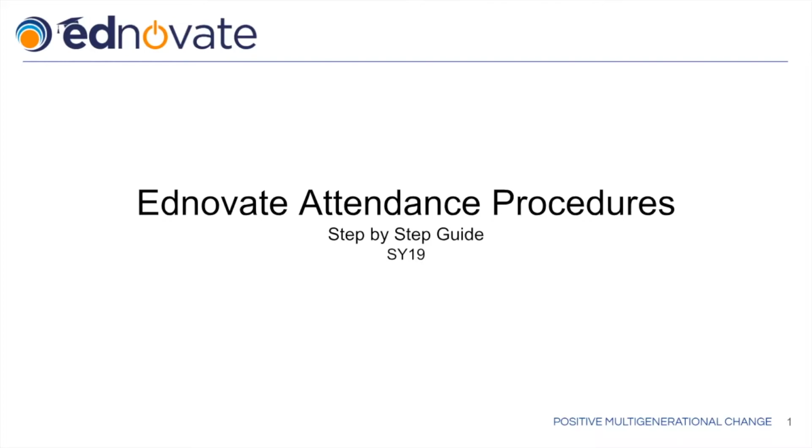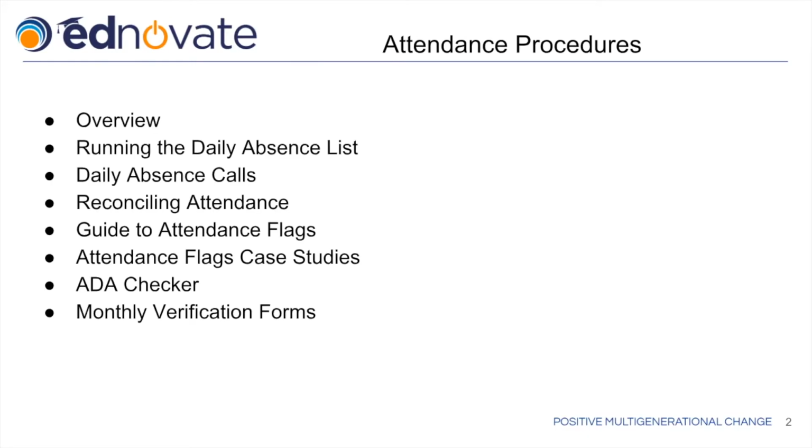This is a step-by-step guide to walk you through the daily and monthly procedures to keep attendance up to date and accurate. So we'll run through an overview of why it matters, and then we'll go through running the daily absence list, daily absence calls, reconciling attendance, a guide to the attendance flags, some case studies to understand how to use them, the ADA checker, and teacher monthly verification forms.